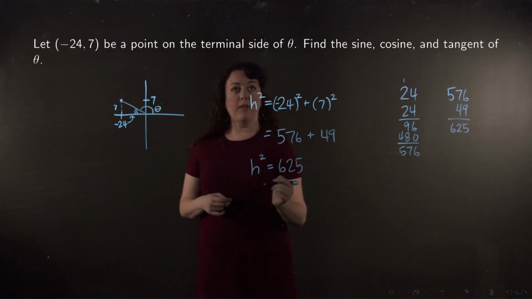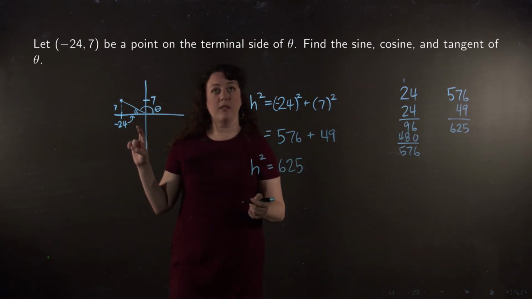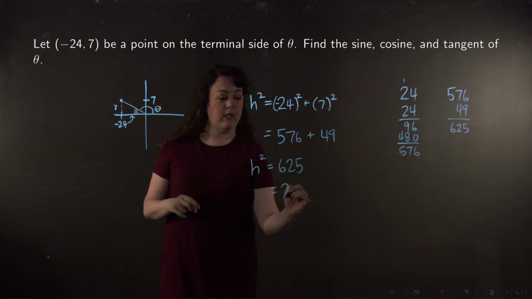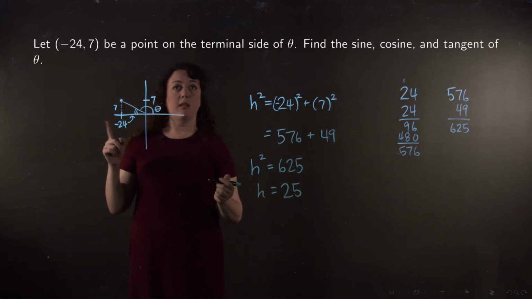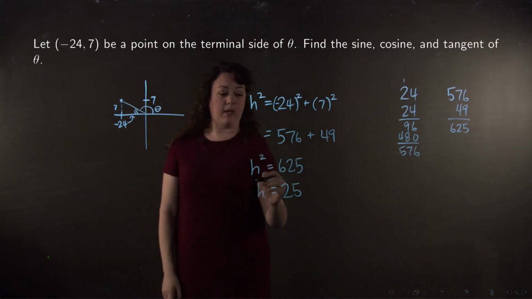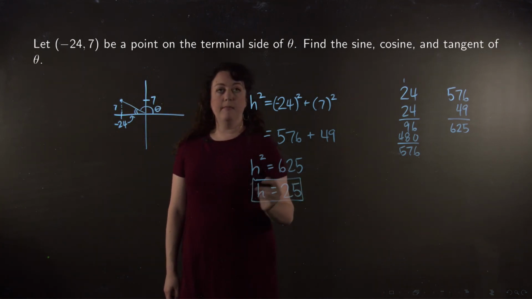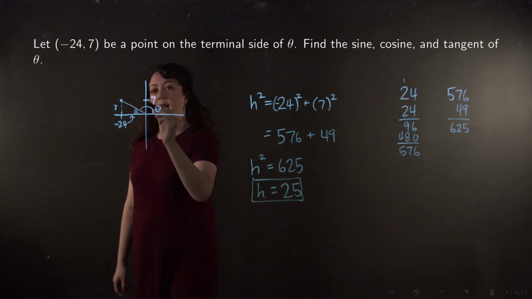625 is one of our perfect squares, so the hypotenuse of this triangle is going to be 25. If you remember your Pythagorean triples, if you ever memorize some of those, 7, 24, 25 is one of your Pythagorean triples. Okay, so our hypotenuse is 25.